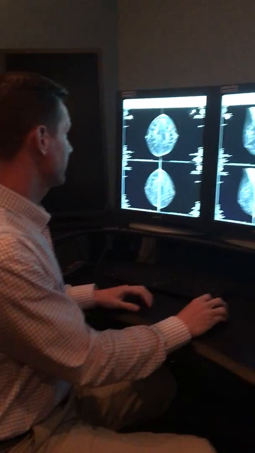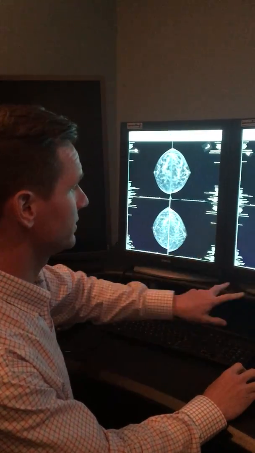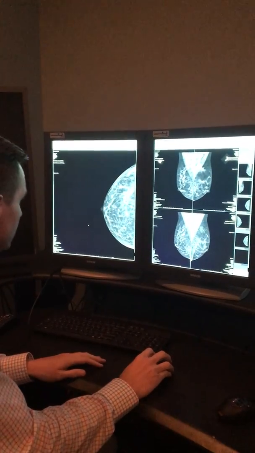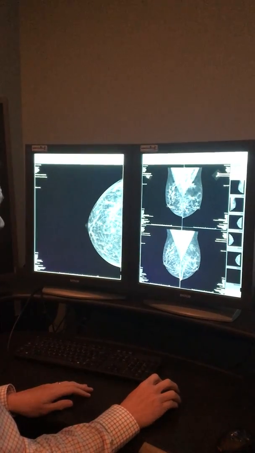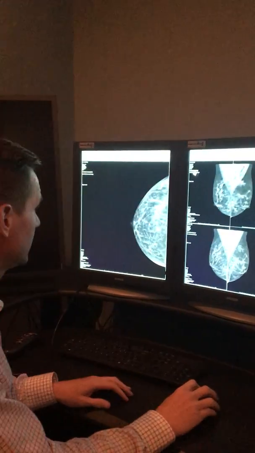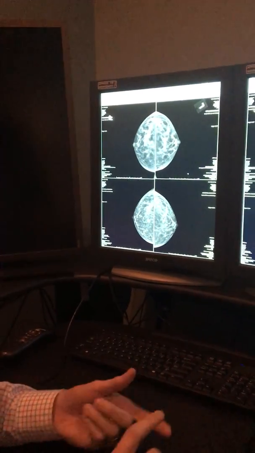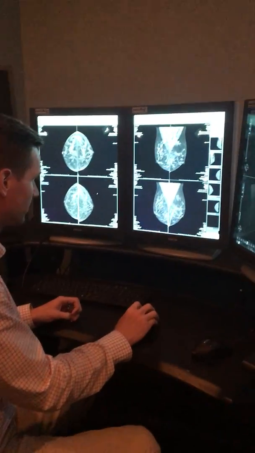Traditionally, the old 2D mammograms, this is all you had. You had these 4 views, the 2 craniocaudal and the 2 medial-lateral oblique views, and this is it. You'd have to look at it, see what's going on. The white area is what we call the dense tissue, and so we'd look for things like masses, calcifications, distortions. This is a normal mammogram.